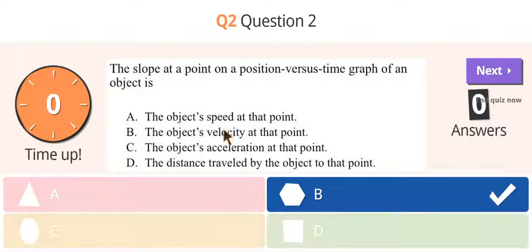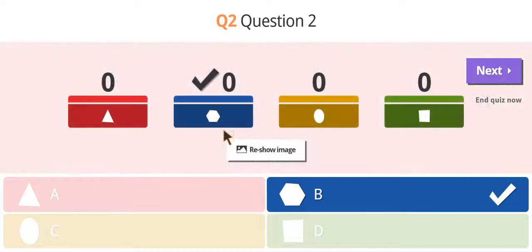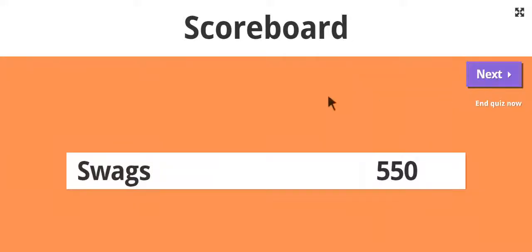Is that right? Did I do that right? Oh, okay. I don't know. Let's see. Anyway, oh yeah, I just didn't hit it in time. Okay, so I got it right.